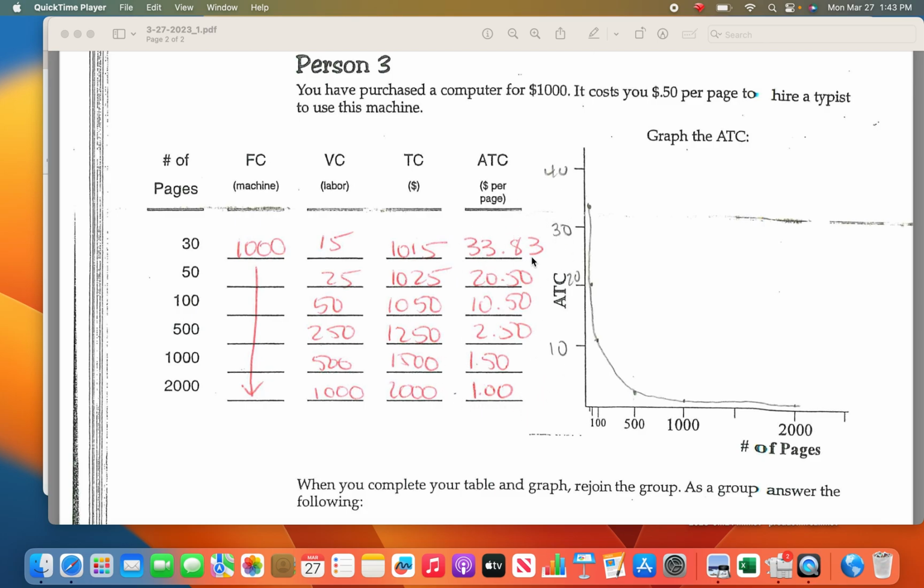cost. So if we're only typing 30 pages and we spend $1,000 on a machine, our total cost to type those 30 pages is $1,015. If we divide that by the 30, it's $33.83 per page. But as we are able to type more and more pages, split the cost of this fixed cost instead of amongst the 30 pages, but 2,000, we can get our average total cost per page down pretty low. So if we're only typing 30, the average cost of a page is $33.83. If we're typing 50, the average cost per page is $20.50, then $10.50, $2.50, $1.50, and then $1.